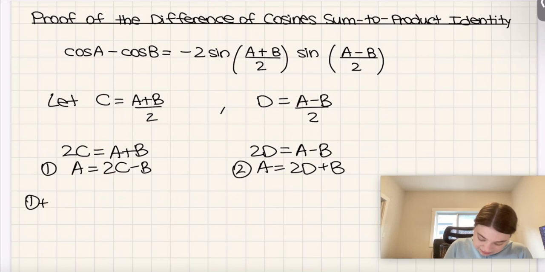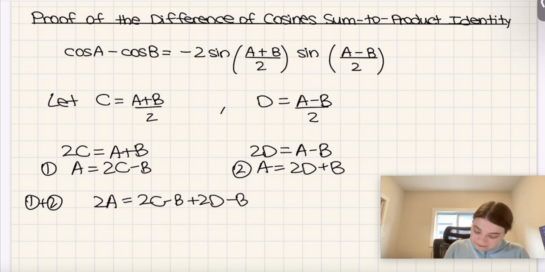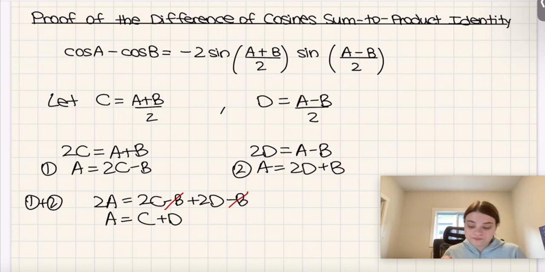Let's add these together. And we're going to get a plus a, which is 2a on the left. And then on the right, we're going to get 2c minus b plus 2d minus b. And now I'm just going to cancel out the plus b and minus b and divide both sides by 2 and get that a is equal to c plus d.